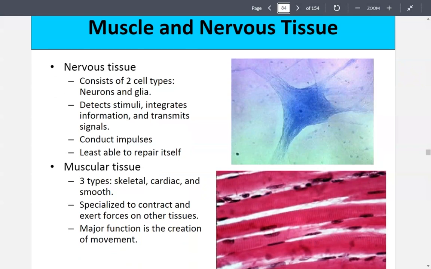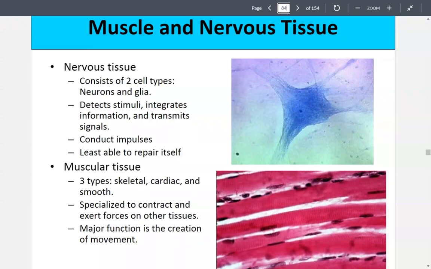Here's the thing. Nervous tissue is not great at repairing itself. Even though there is typically going to be vascular tissue around it, it's typically not well vascularized. We'll get into why when we get to that unit.